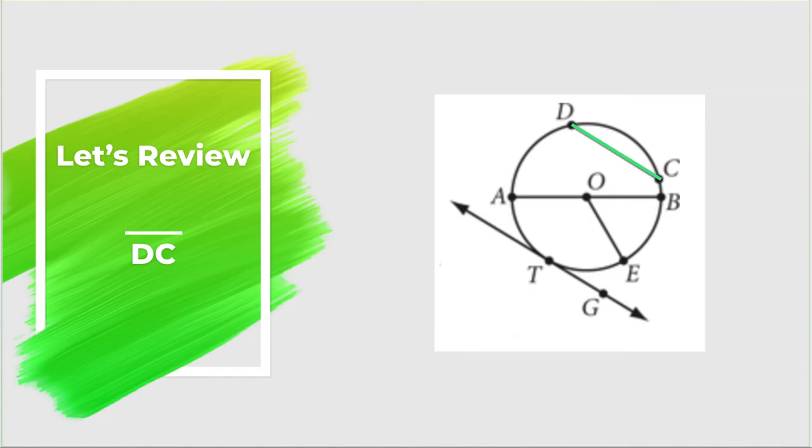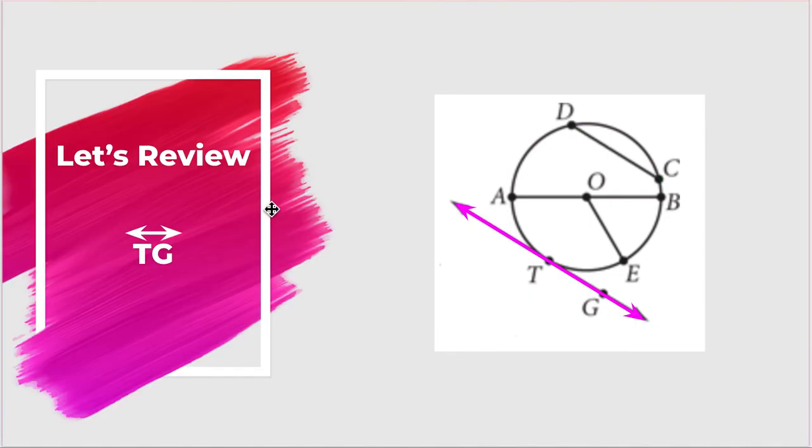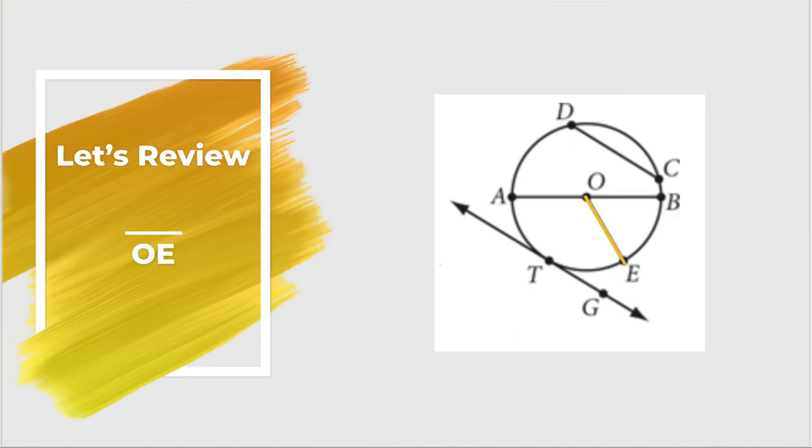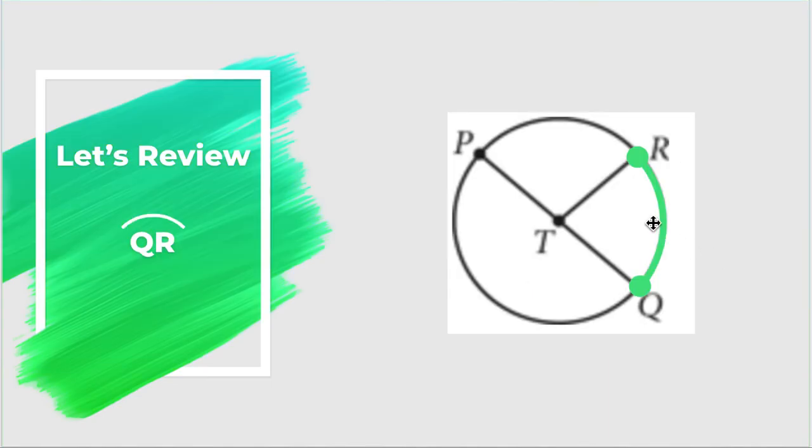So now we'll go over those answers. TG is a tangent. AB is a diameter. OE is a radius. And DC is a chord. All right, moving on. What do we call arc RQ? Specifically, what is that going to be called?